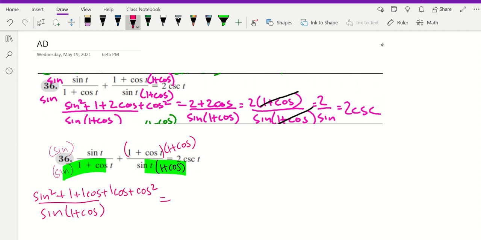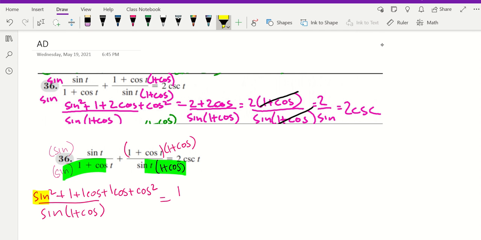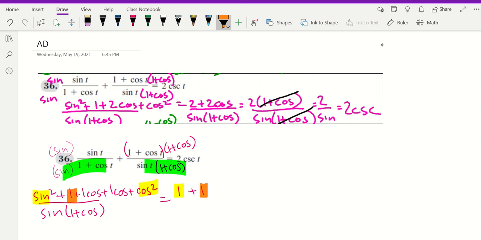Sine squared plus cosine squared equals 1. Okay, so watch this. Look at the yellow highlight. Sine squared plus cosine squared equals 1. And then I'm going to just copy down the plus 1. Let's do an orange highlight here. That's plus 1 right there.